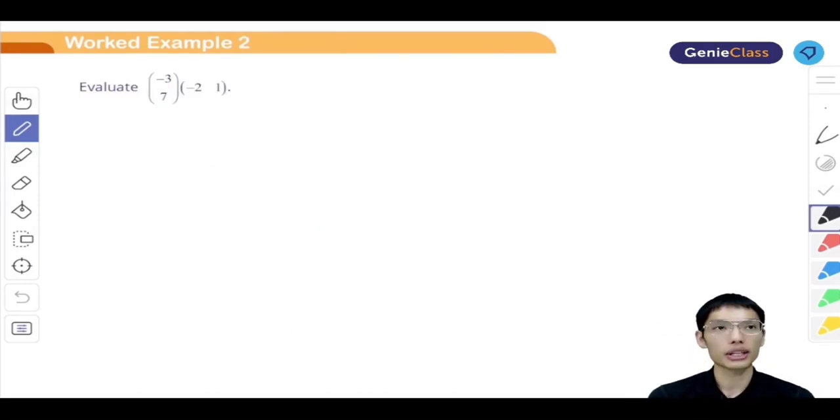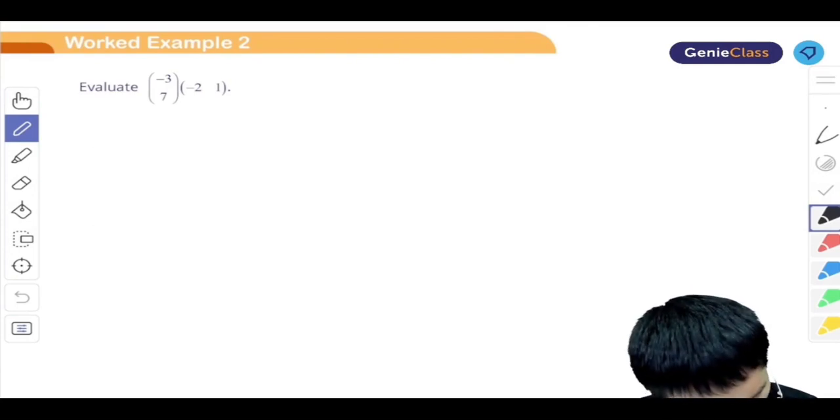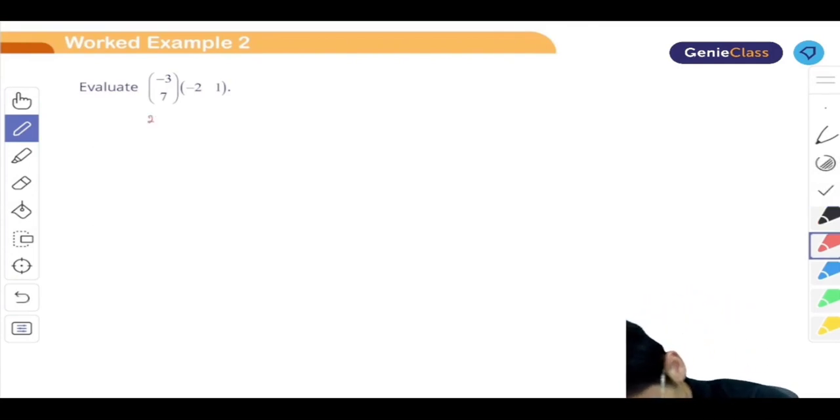Suppose I switch the order. You realize the note I say AB is not equal to BA. I just switch the order. What is the order of the matrix that I will get? This is 2 by 1. This is 1 by 2. What is the order of the matrix that I will get when I multiply these two matrices together? In this case, 2 by 1. In this case, 1 by 2.